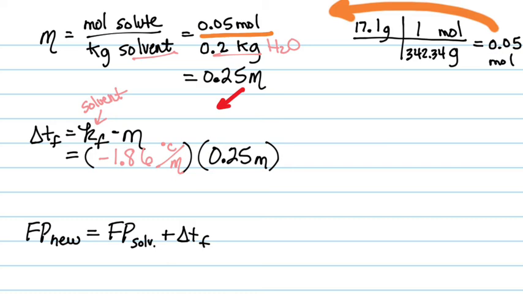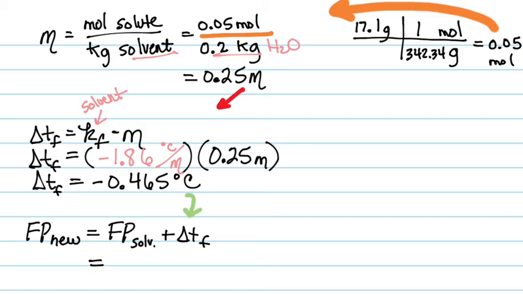So notice your molality units do cancel once you put all this together. Multiply that times negative 1.86, and you get negative 0.465 degrees Celsius. That is our delta TF, or change in temperature for the freezing point. Now we're ready to take that and plug it into delta TF for the next part.